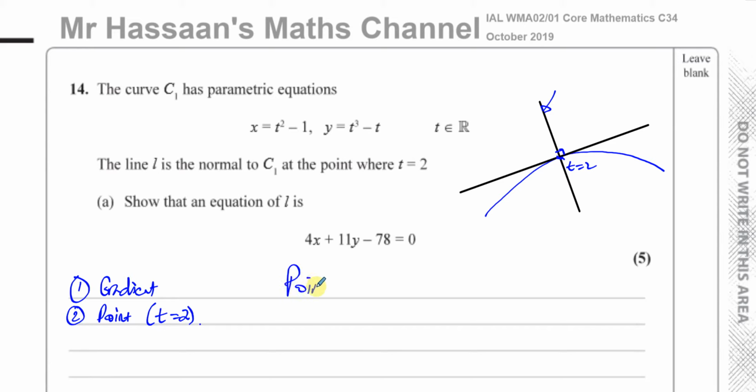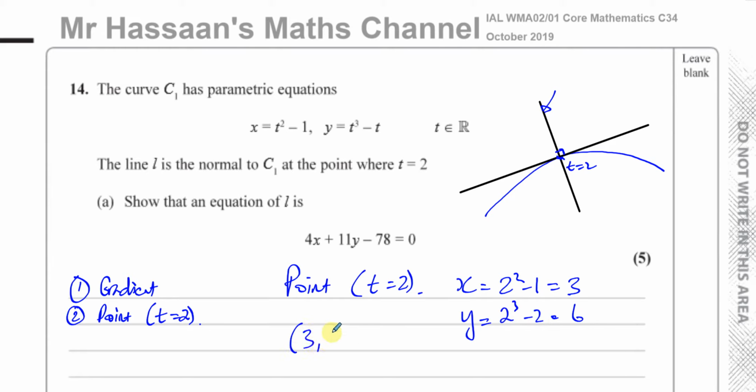So we know the point that we're looking for is when t equals 2. Where t equals 2, the x coordinate is going to be t squared minus 1, so 2 squared minus 1, which is 4 minus 1, which is 3. So x equals 3, and y equals t cubed minus t. So y is going to be 2 cubed minus 2, which is 8 minus 2, which is 6. So the point that we're looking for is the point (3, 6), and now we have to find the gradient of the normal.